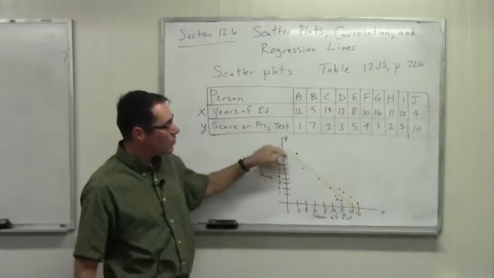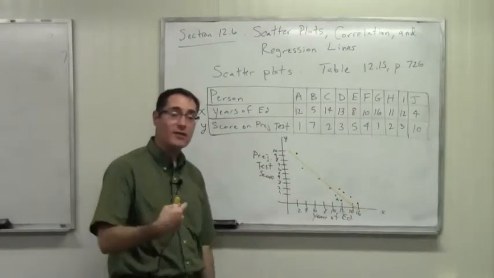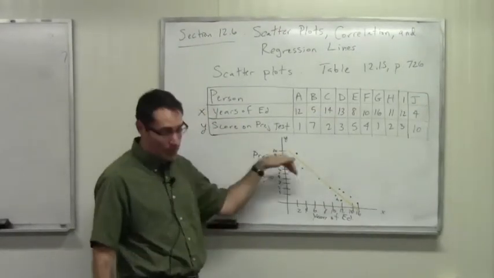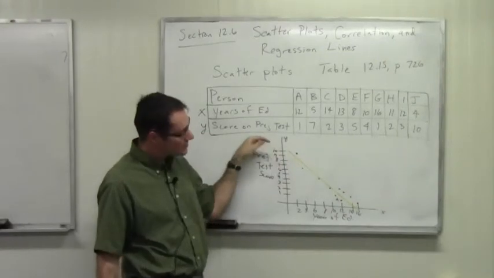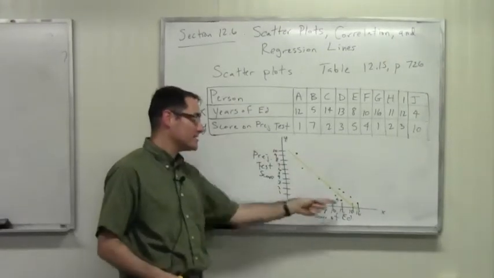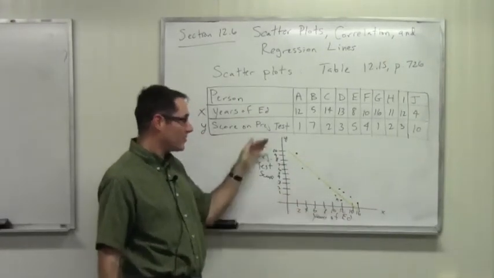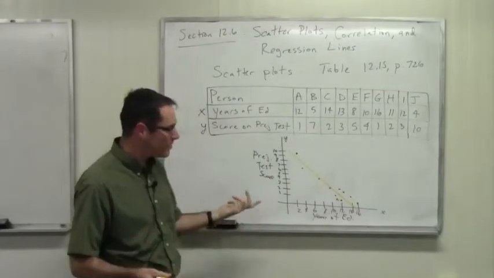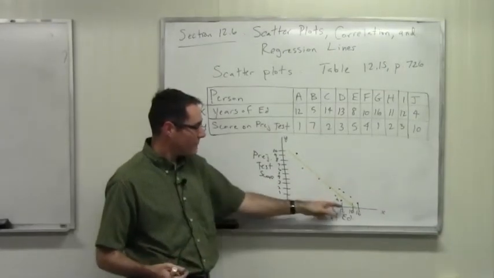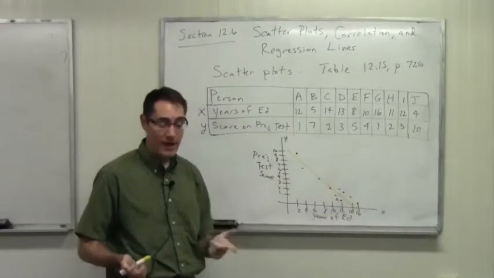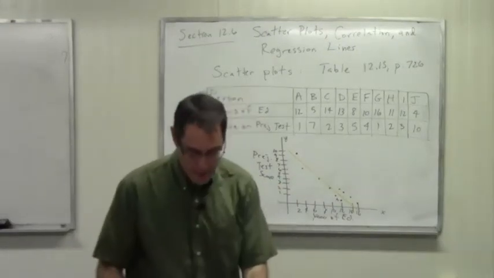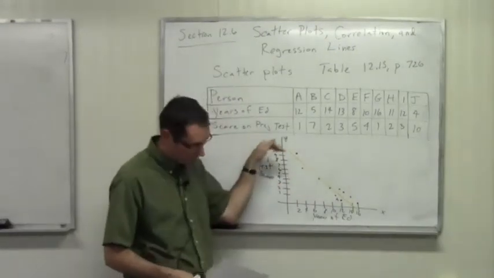Okay, anyway, so now we've got a line that goes there. And definitely, the line is downward sloping. You can see that as the years of education go up, the prejudice scores generally drop. Not always true. There are some people in here who have pretty high education but still have a fairly high prejudice score. But on average, we can see that there's a clear relationship here.